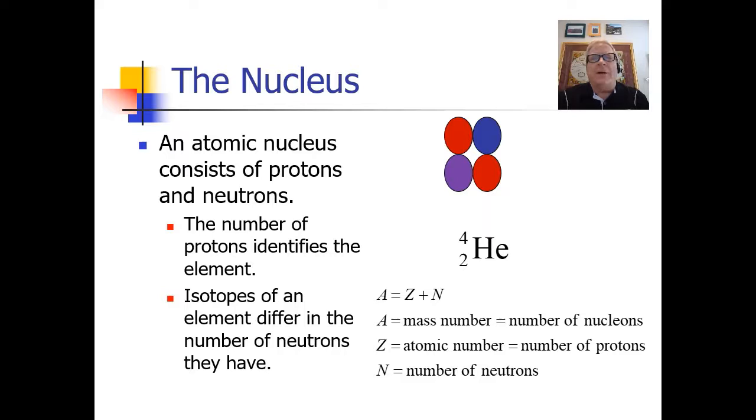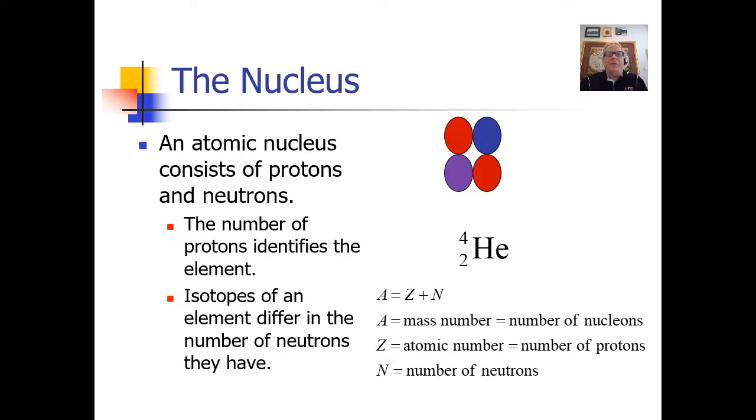So we identify the chemical element by how many protons it has, and then the specific number of neutrons that it has will determine what isotope of the atom we're dealing with. So different isotopes of an atom can have different numbers of neutrons for the same number of protons, which is what determines what element we have.